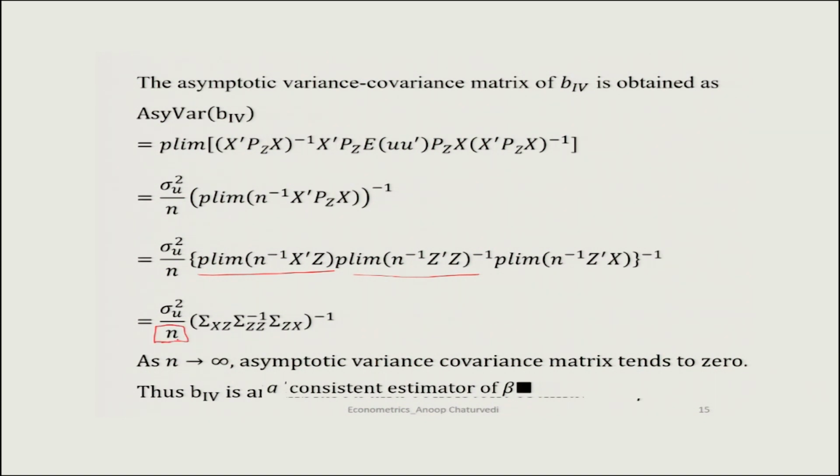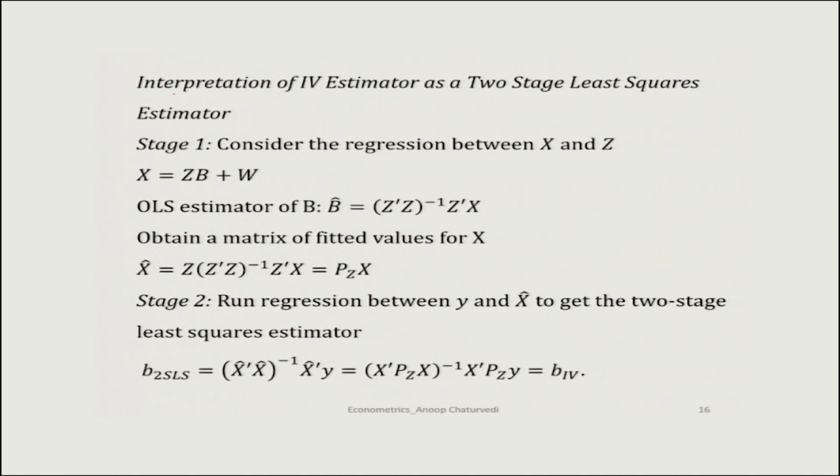Thus, BIV is a consistent estimator of beta. Now, we consider interpretation of the BIV estimator as a two-stage least squares estimator. So, we consider the regression between x and z: x is equal to z b plus w, and then we apply the OLS procedure here. The OLS estimator of b is b hat equal to (z transpose z) inverse z transpose x.